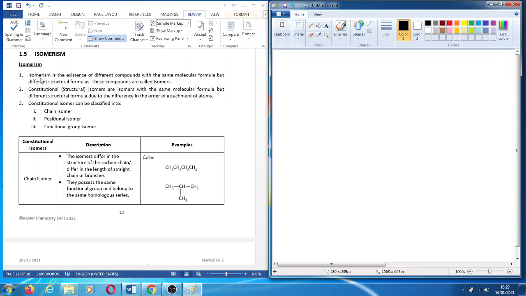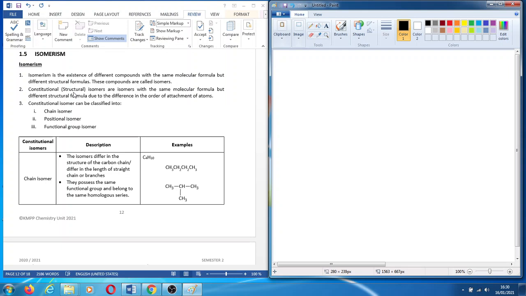Okay, what is isomer? Isomer is the existence of different compounds with the same molecular formula but different structural formula. It will be called an isomer. Example here, C4H10. This is the same molecular formula, but different structural formula. This is linear, and this is the structure that has a branch.